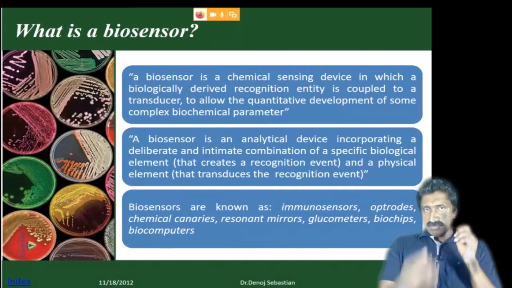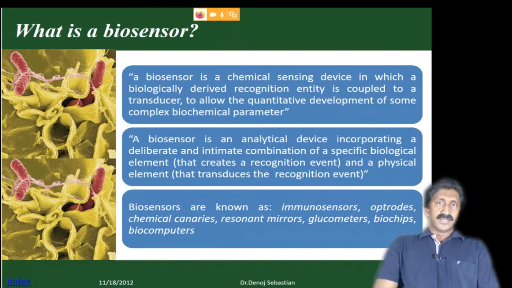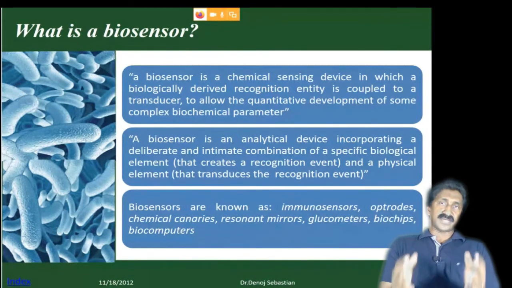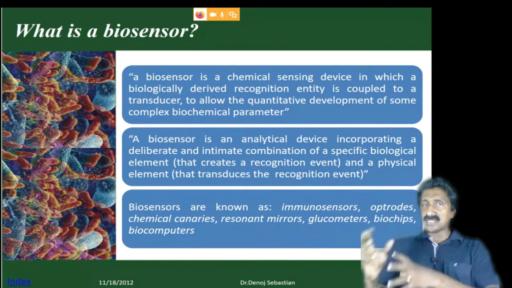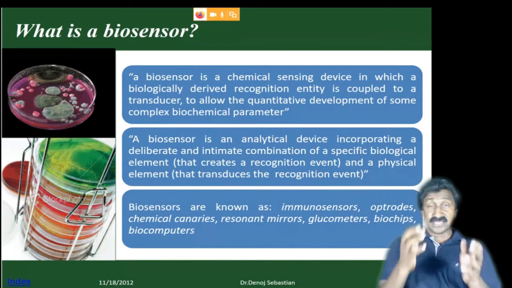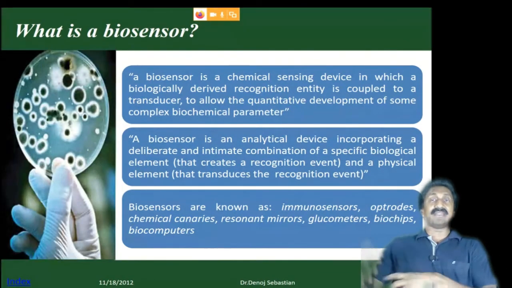So when we come to the biosensors, a biosensor is a chemical sensing device in which a biologically derived recognition entity is coupled to a transducer to allow the quantitative development of some complex biochemical parameters. So a biosensor is a chemical sensing device coupled with some biological entity. There will be a transducer which will convert the signal, chemical signal to biological signal, or biological signal to a chemical signal or electrical signal.